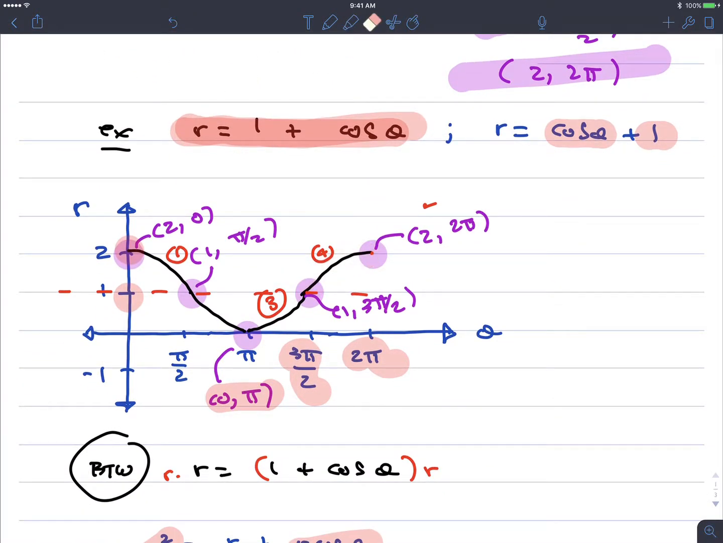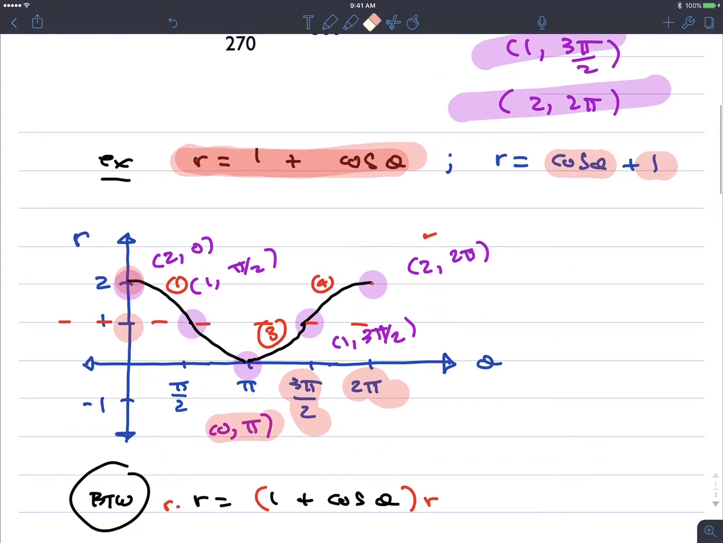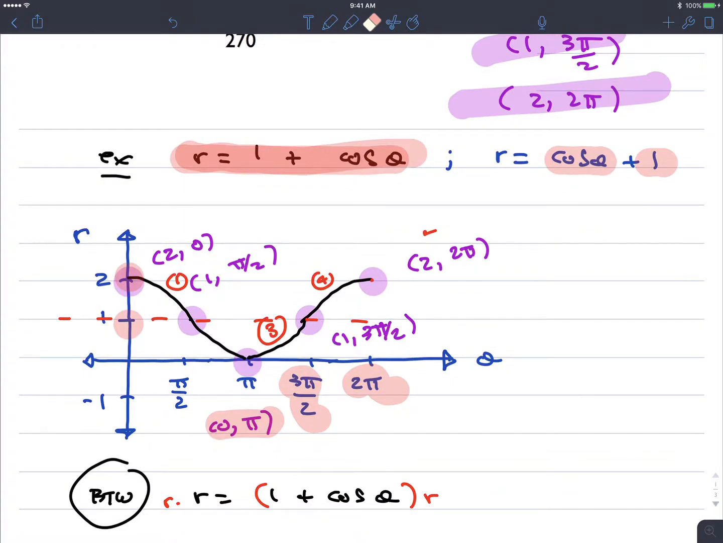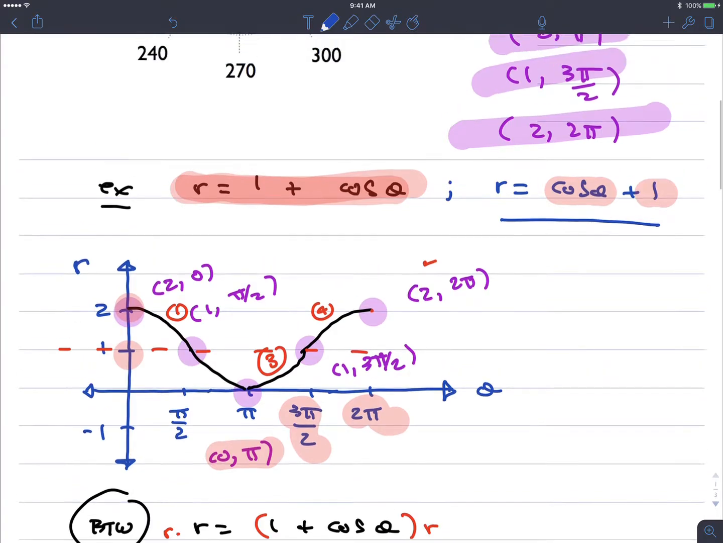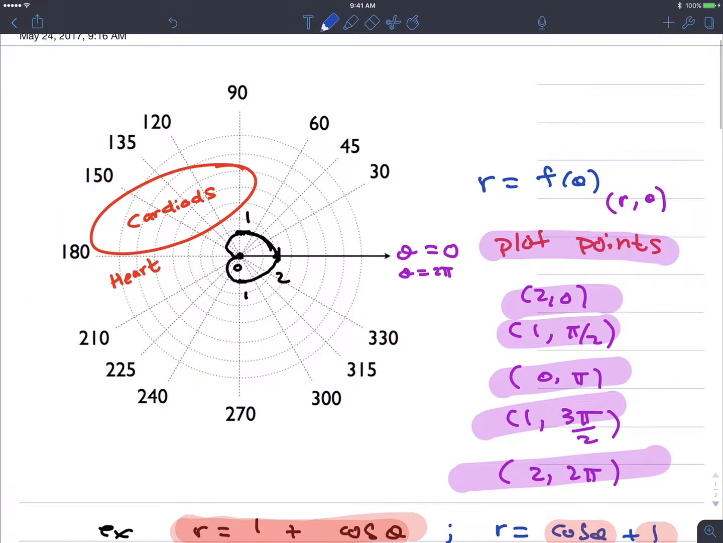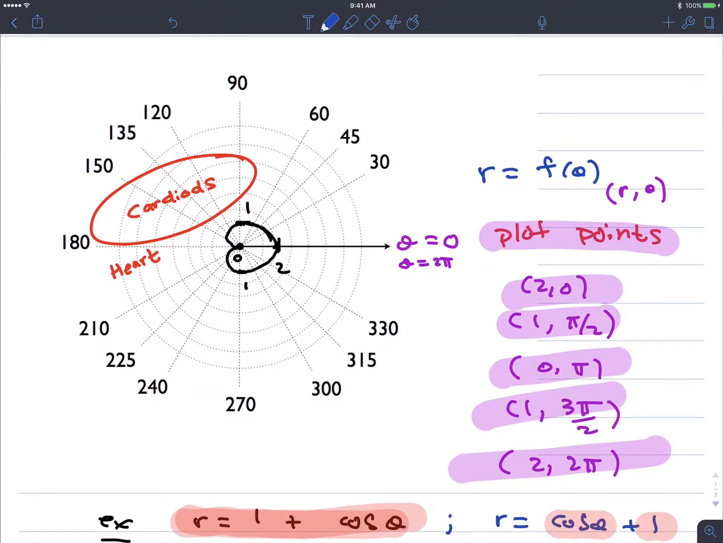Now let me erase some of this. All the detail you guys looked at here. All this detail of looking at how to graph r equals 1 plus cosine theta, you took all that information and applied it to your polar coordinates, and you created this cardioid. So the method for graphing cardioids is what you guys see here.